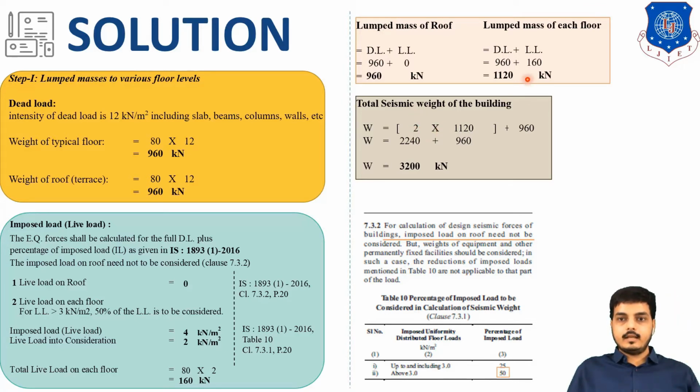So 2 multiplied by 1120 of each floor; it has been written that it is for each floor. So this is for one floor, and there are two floors with us. So 1120 multiplied by 2 plus this 960 for one terrace. The summation of this, we are getting 3200 kN. So we are adding up the weight W.